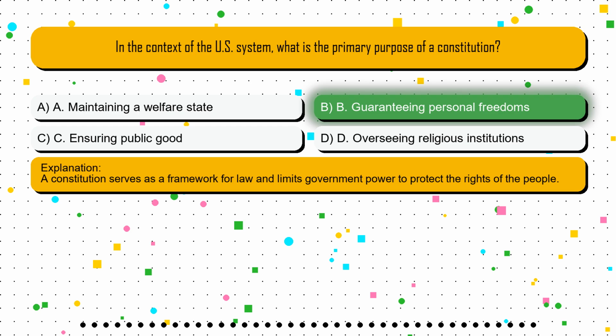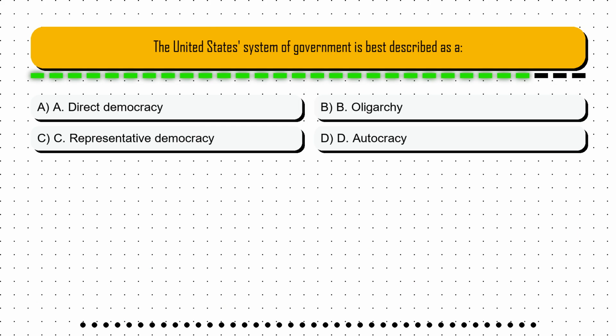Question 19. The United States system of government is best described as Option A. Direct democracy. Option B. Oligarchy. Option C. Representative democracy. Option D. Autocracy.